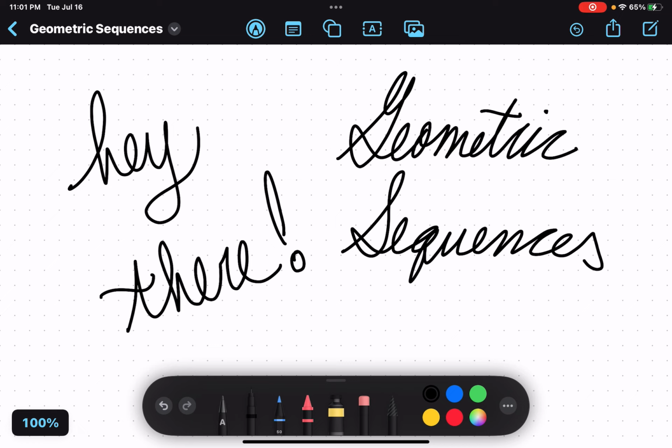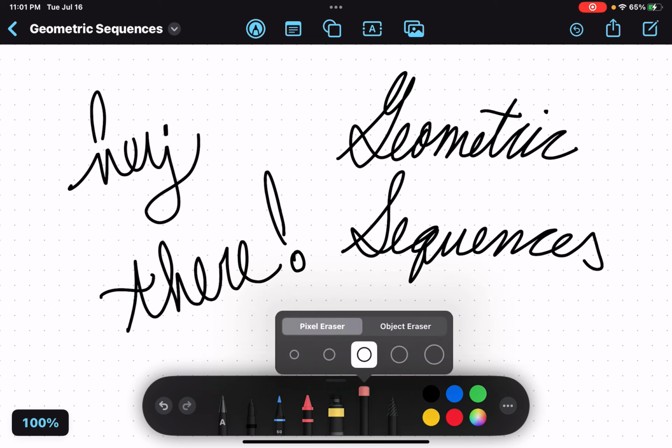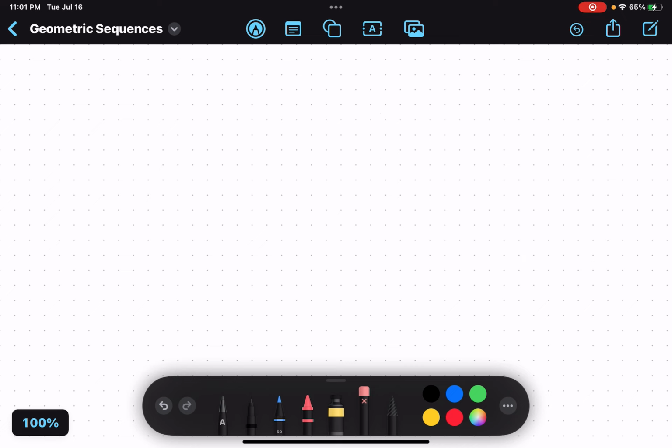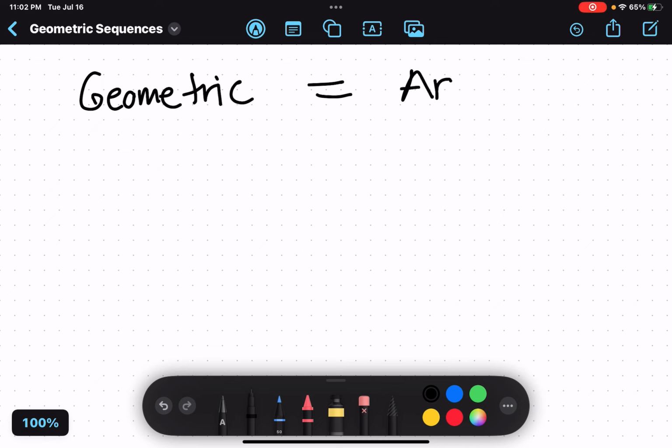In this video, I will be going over geometric sequences. Let's get started. Geometric sequences are very similar to arithmetic sequences. And if you don't know what an arithmetic sequence is, go ahead and watch our video on our YouTube channel or on our website. It's super informative and tells you everything you need to know about arithmetic sequences. So, geometric and arithmetic, very similar, but not quite. There's a difference between geometric and arithmetic.